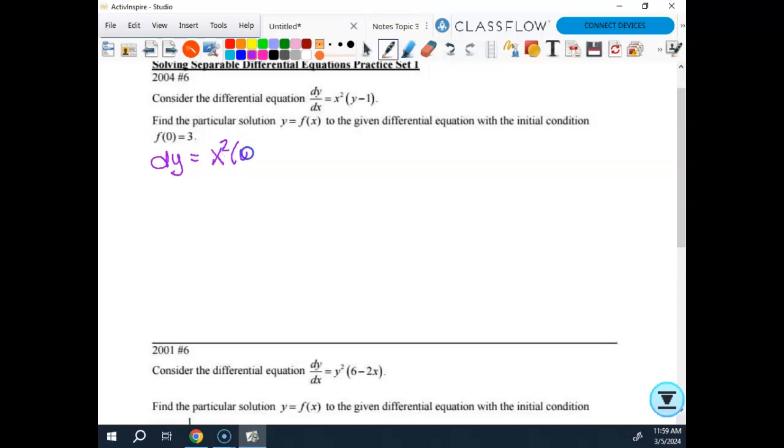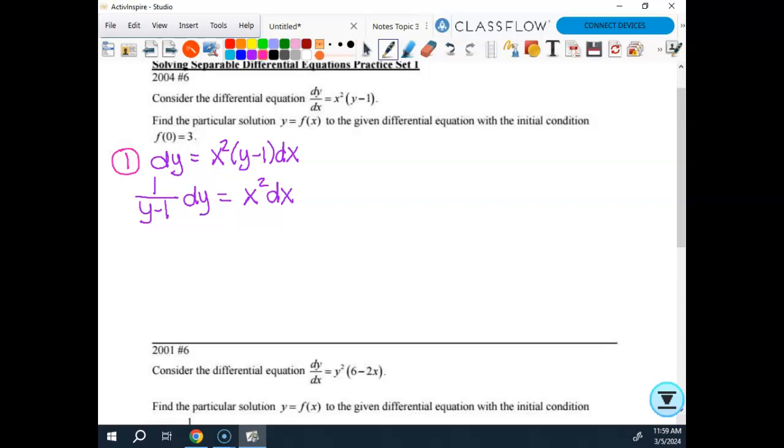X squared times y minus 1 times dx. Then that's going to give me 1 over y minus 1 dy equals x squared dx. Okay? Do we all get that far so good? Okay. That right there, that separation of variables, that's 1 point.